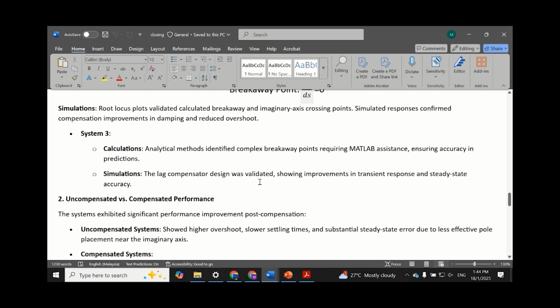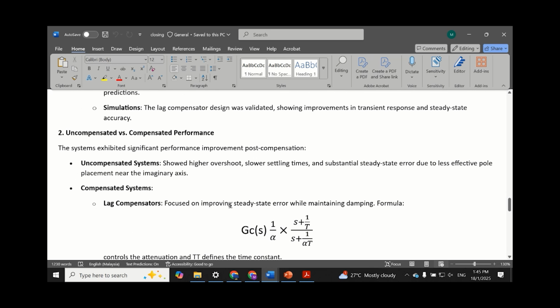For System 3, the analytical method identified a complex breakaway point requiring MATLAB assistance, ensuring accuracy in predictions. The lag compensator design was validated, showing improvement in transient response and steady state accuracy. The system exhibited significant performance improvement post-compensation.